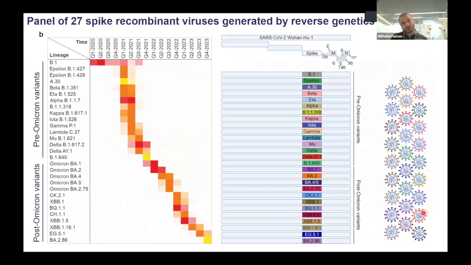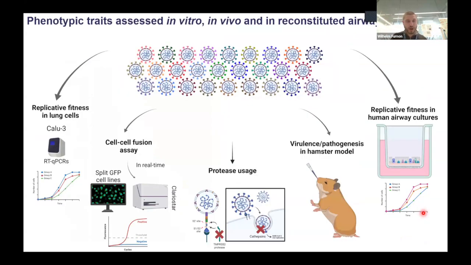And the plan was basically to use the reverse genetic system that was established here at CVR to generate this library of recombinant viruses. So we took the wild-type genome, and then we swapped the spike gene from many different variants, and we generated 27 of them. And the plan was to characterize this library in terms of phenotypic traits using in vitro, in vivo, ex vivo, and a model for this.